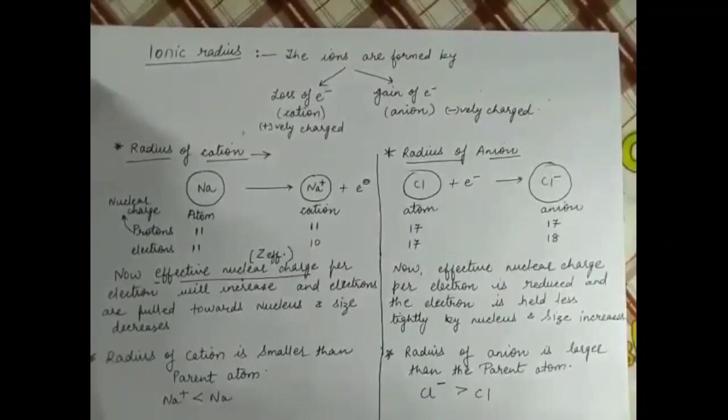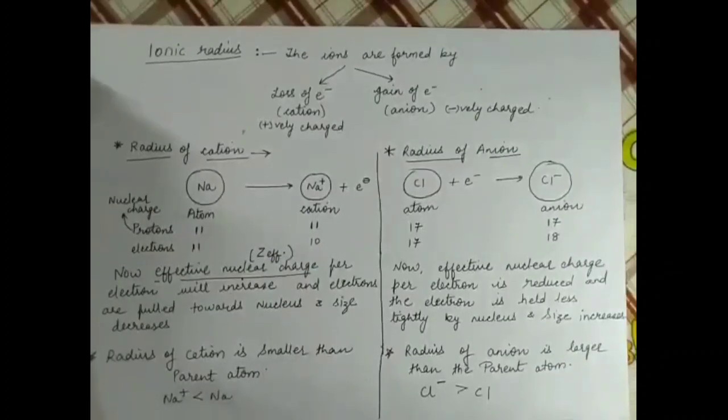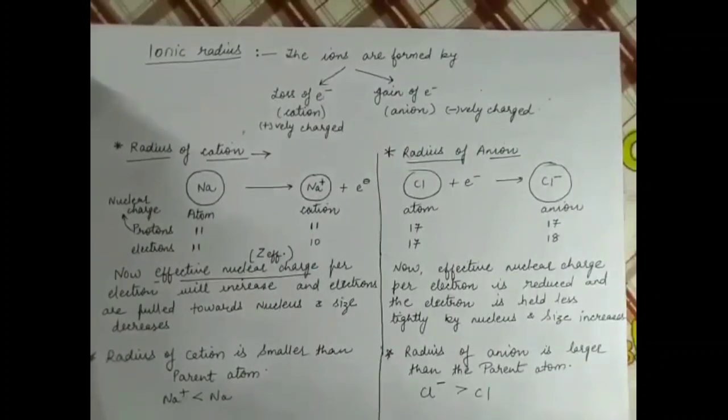Suppose if an atom loses 2 electrons, this effective nuclear charge will further increase because the protons are the same and electrons are continuously decreasing, and size will decrease. So we can say that the radius of a cation is smaller than that of the parent atom. So the size of Na+ is less than Na.